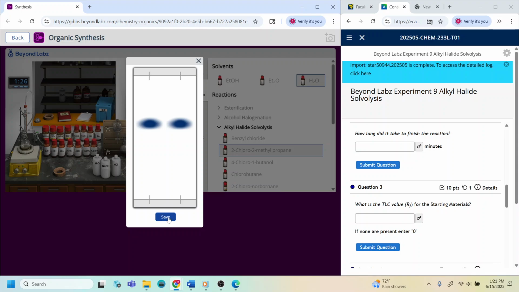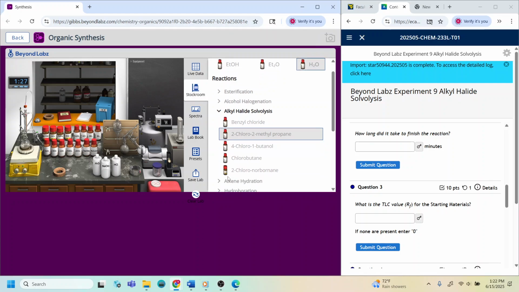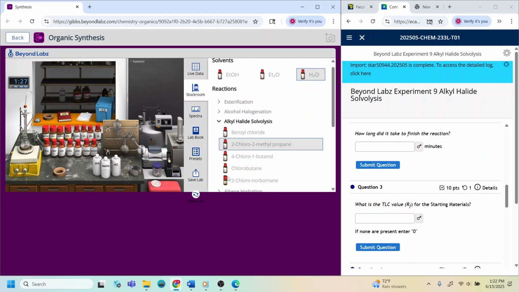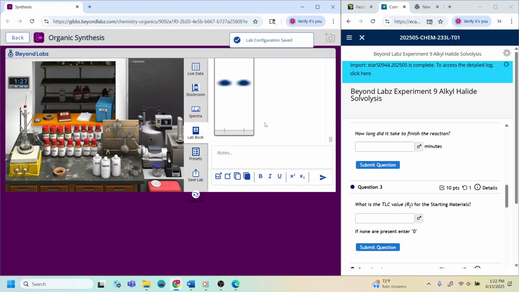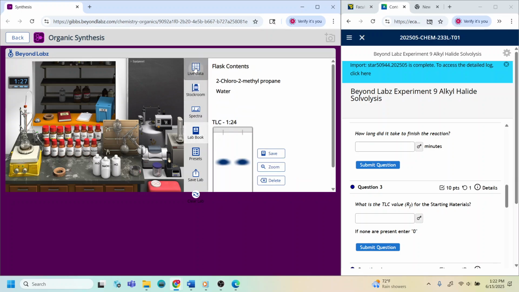We're going to save the TLC plate, and I want you to save it because I need to see your lab. At the beginning, I asked you to join the class with a code, so you should have done this by now, okay? So we're going to do save lab. If you go to your lab book, you should see your TLC plate at the beginning. We're going to go back to the live data over here. This is going to be your TLC plate, and this is going to be whatever is in the flask, the alkyl halide and the water.